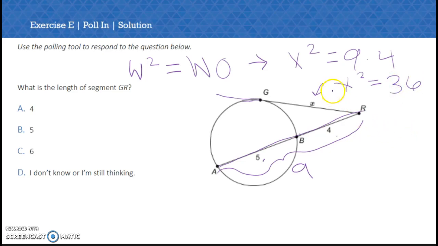Now, to solve for x, the length of segment GR, or that tangent there, take the square root. The square root of 36 is just 6. That tells us that the length of segment GR has to be 6, using those rules we just learned.